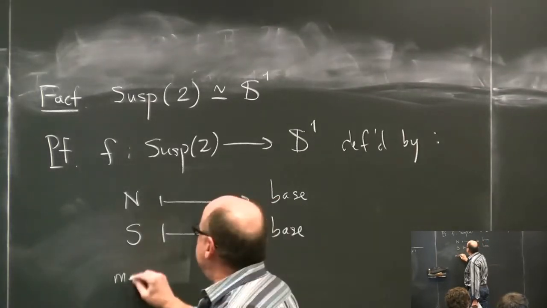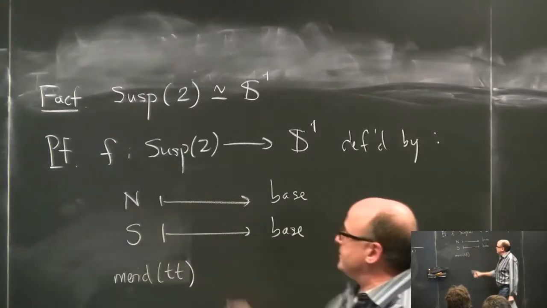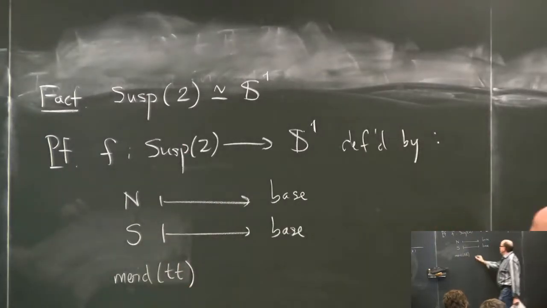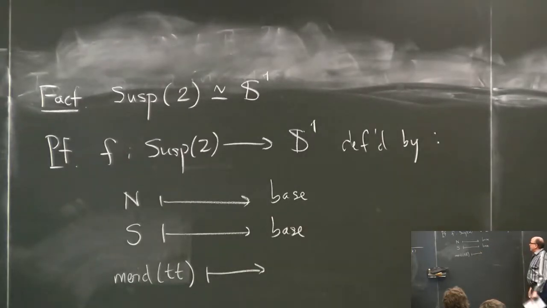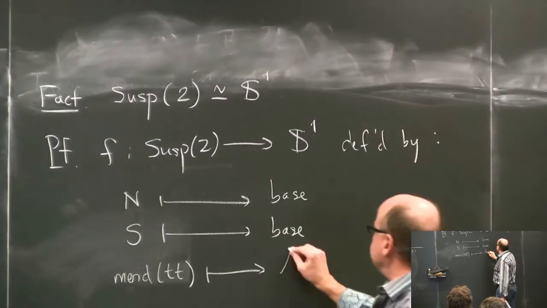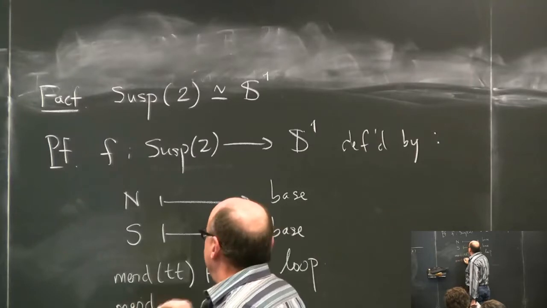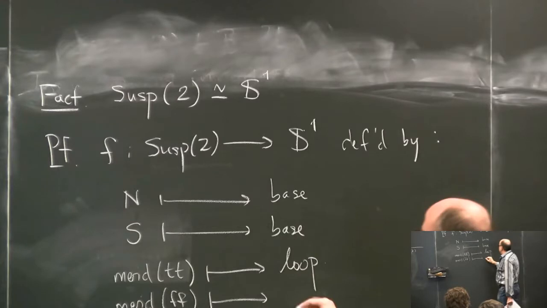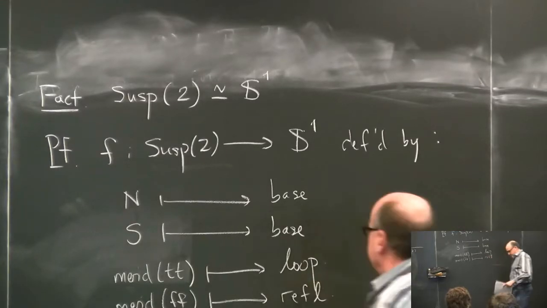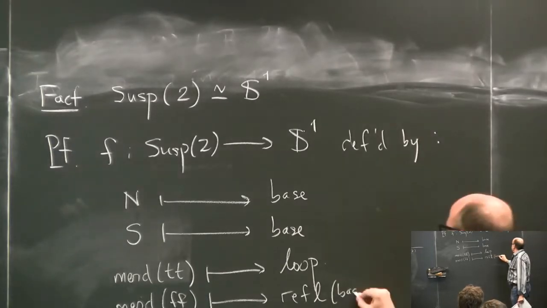And the same thing happens with the meridians. So we have two meridians, one corresponding, this is the Boolean, so I'll write true for 1 plus 1, and we've got to send the meridian somewhere. So what do? Well, it turns out we're going to send that to the loop. There's two possibilities, and I'm pretty sure you can do this any way you feel like, but I think this is the way I did it in my notes here, so we'll see. So we send that to reflexivity, which is, of course, reflexivity at the base point.